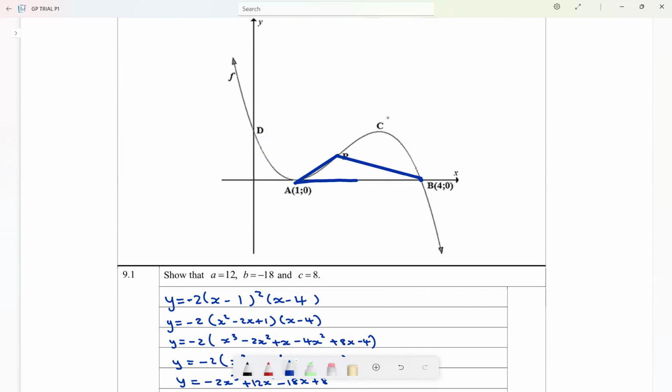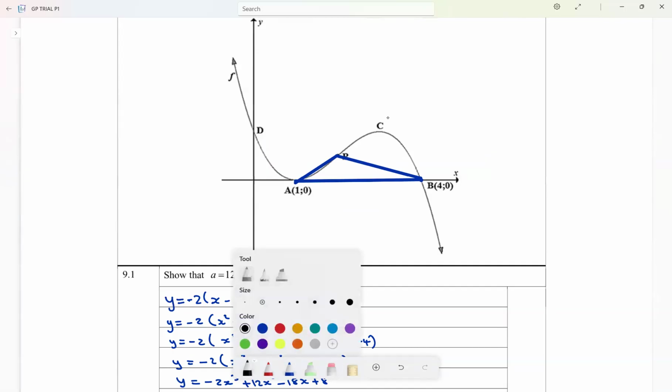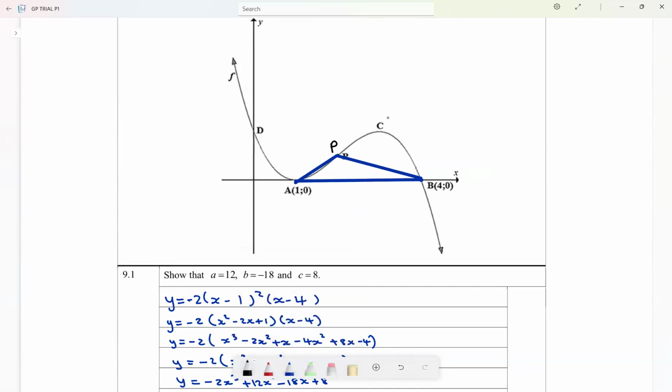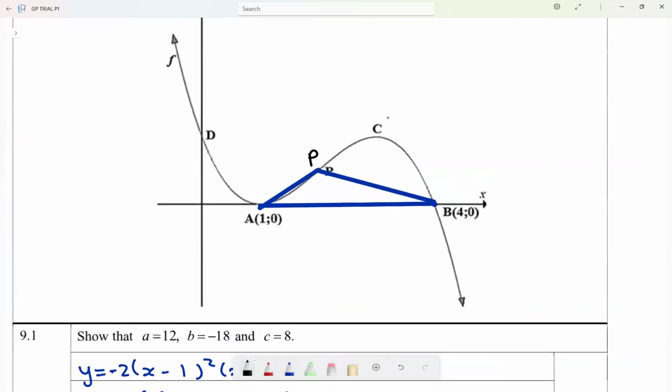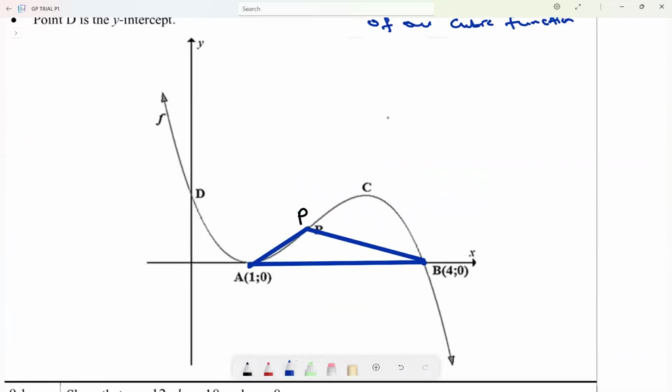Okay, I have APB forming a triangle. Just remember this is just P. It is hidden there, but it is P. So how can I find the area of this triangle now? Let us consider the triangle that we have. We're having a triangle of this sort. And this is the straight line here.